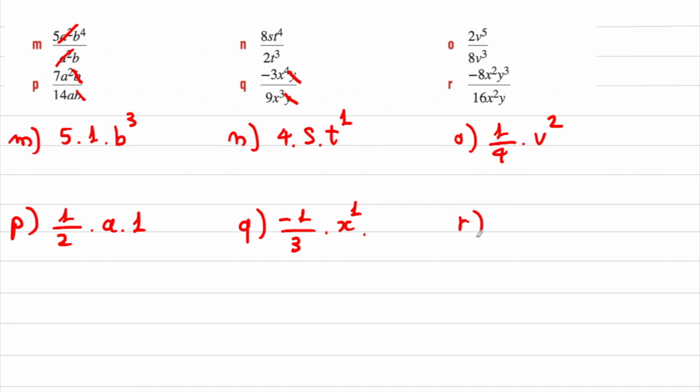And question R, minus 1 over 2, simplify minus 8 over 60, simplify this one and simplify this one, you got y squared here. Okay.